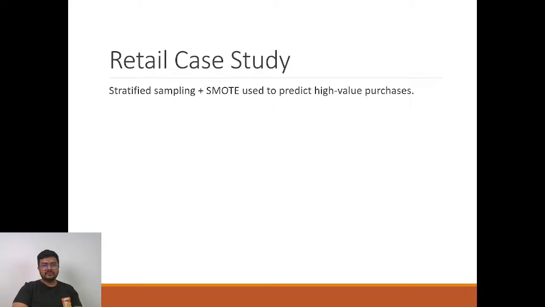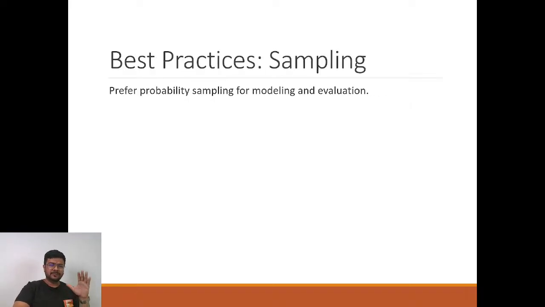One such example of using non-probabilistic sampling is a retail case study. Wherever we have to predict high value purchases, what we can do is use stratified sampling wherever there's imbalance in the data set, and use SMOTE. SMOTE is nothing but Synthetic Minority Over-sampling Technique, right? Again, it is one kind of sampling technique which we would be discussing in upcoming videos, because it takes time and we cannot do that in the same video.